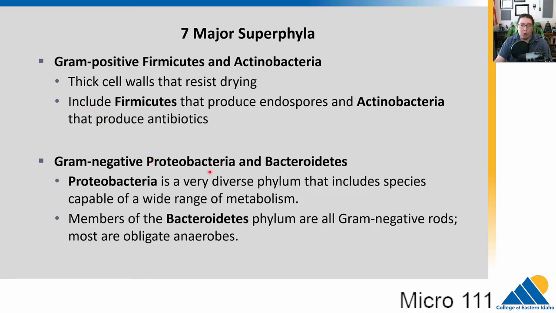Gram-negatives, we have the Proteobacteria. This is very diverse. This contains a large amount of our gram-negative pathogens: E. coli, Shigella, Salmonella, all kinds of things. The plague is in there. So we'll talk a lot about them. We also have the other phyla in the gram-negatives, the Bacteroidetes. They're all gram-negative rods, and most are obligate anaerobes. They live in our intestines, which are low-air environments, and they help us digest a lot of our food.